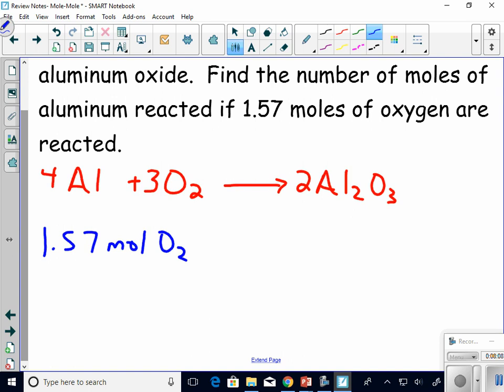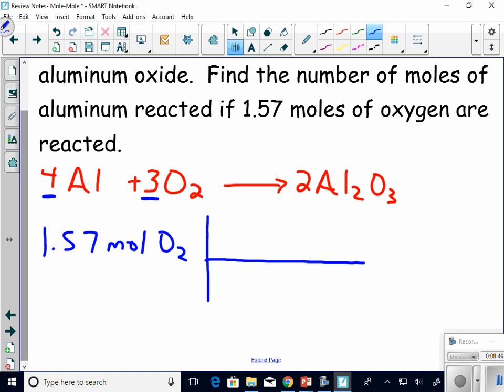I'm going to set up a conversion box, just like we have been doing, but I'm going to use what we call the molar ratio. The molar ratio. Well, what is the molar ratio of aluminum to oxygen? 4 to 3, right? 4 moles of aluminum, 3 moles of oxygen. I just have to figure out what I want to put where in my conversion box.